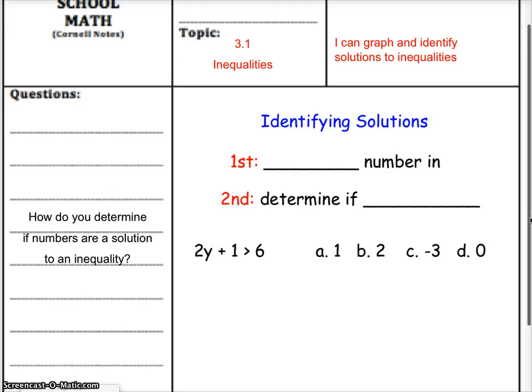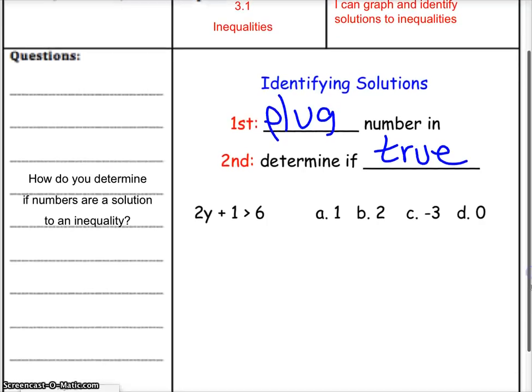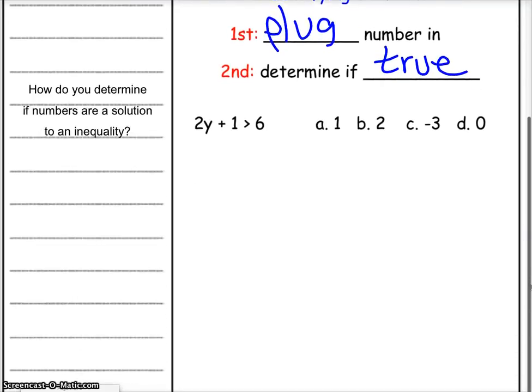So identifying solutions, what you want to do is plug the numbers in. Plug it in, and then determine if it's true. You know how to determine if it's true. It's just a lot of work, and you have to do this today, but only a few problems. So for the following inequality, 2y plus 1 is bigger than 6, are 1, 2, negative 3, and 0 a solution?